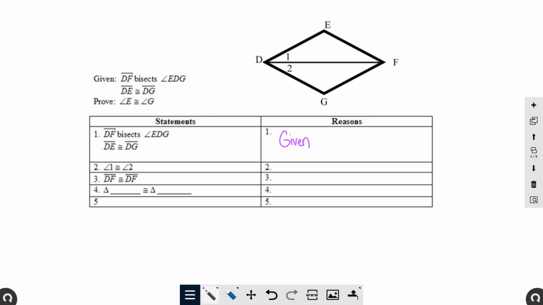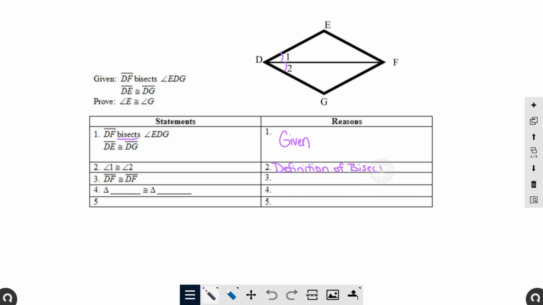Now, first given statement says DF bisects. Again, bisects means split half equally. It splits angle EDG. So it's really splitting angle D in half, right? Well, what's over there at angle D? Angles 1 and 2. Those 2 angles are congruent. Now, look at statement 2. What does it say? Angle 1 equals angle 2. So why does angle 1 equal angle 2? Because definition of bisector. That is correct.